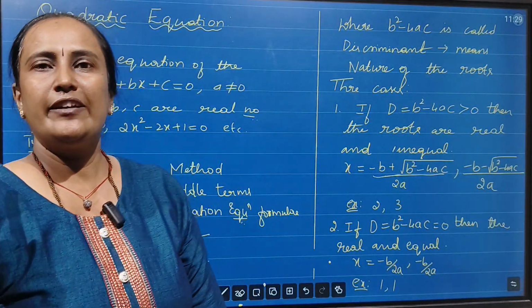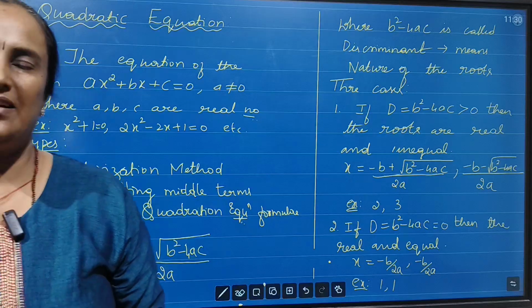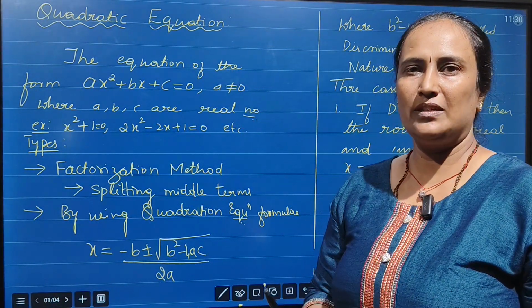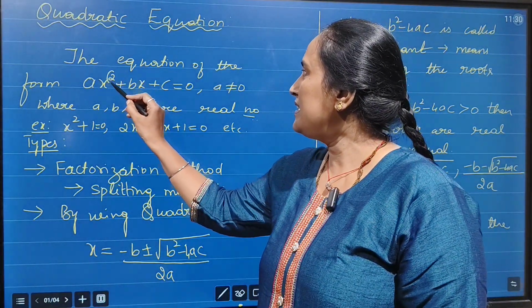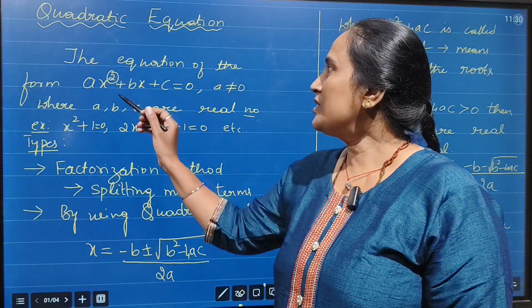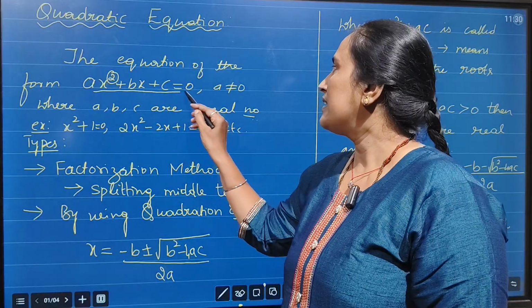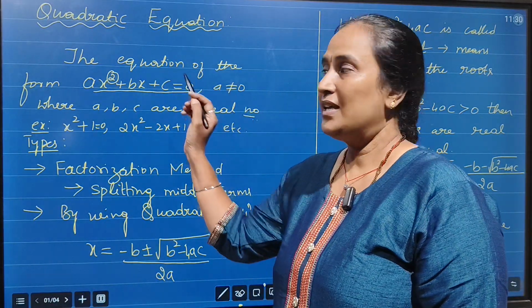First, you are already familiar with quadratic expressions from 8th and 9th standard, right? What is a quadratic expression or polynomial? It means the highest degree of the given expression is 2. Quad means what? Power 2. Equation means ax square plus bx plus c equal to 0.